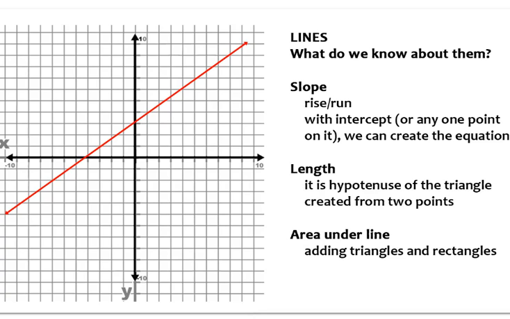In fact, if I get the rise and the run and I have one point, I can create the entire equation for that linear function. It's pretty simple to do. What about the length? Let's look at this point right here. I have a triangle being created by this slope line. If I want the length of the line or a line segment, it's really the hypotenuse of this right triangle. So I have this right triangle being created by any two points, and I can find the length of that line.